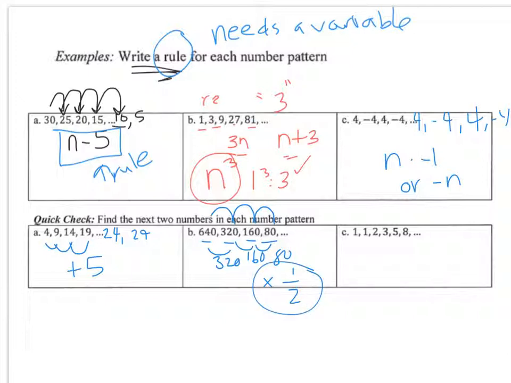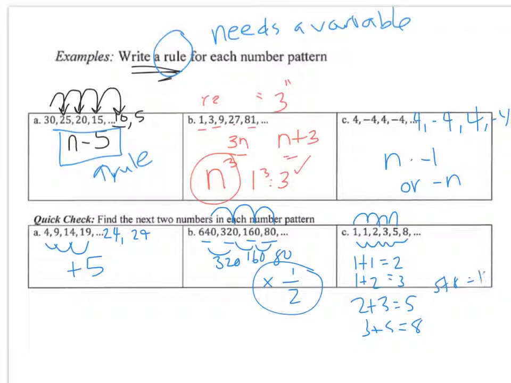Letter C, what's the pattern with 1, 1, 2, 3, 5, 8? 1 plus 1 is 2. 1 plus 2 is 3. 2 plus 3 is 5. 3 plus 5 is 8. 5 plus 8 is 13. So this has to be 13. 8 plus 13 is 21. Those are my next two terms.